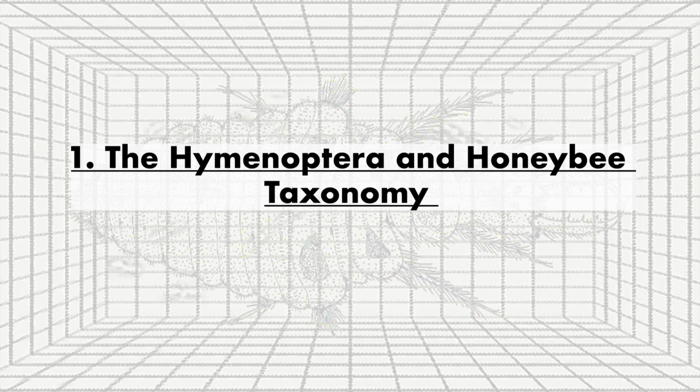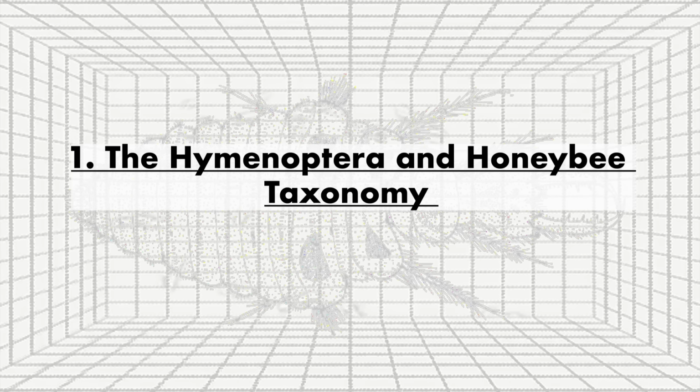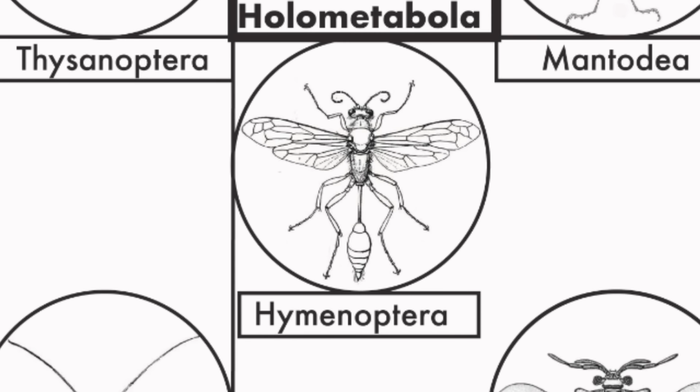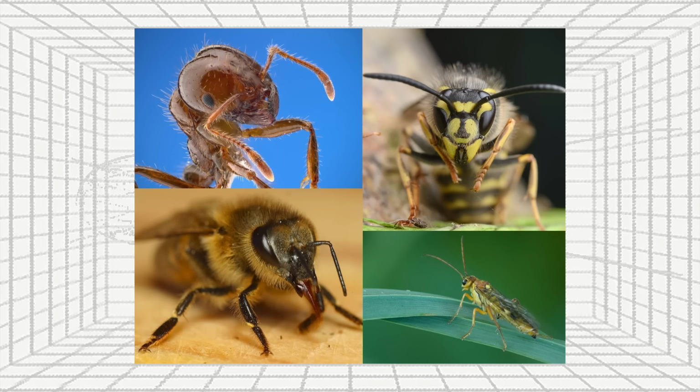Number 1. The Hymenoptera among insects. First, let's start with the place honeybees occupy within the insect kingdom. Honeybees are in the order Hymenoptera, which includes bees, wasps, ants, and sawflies.